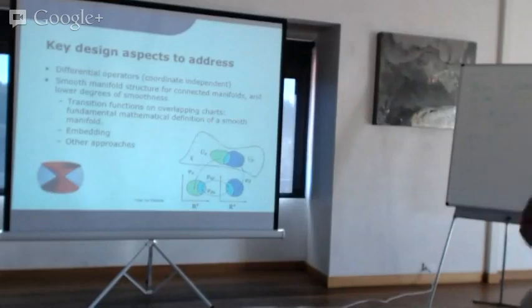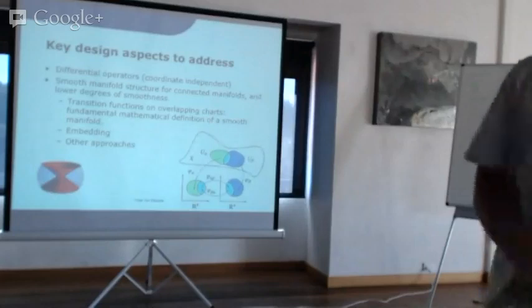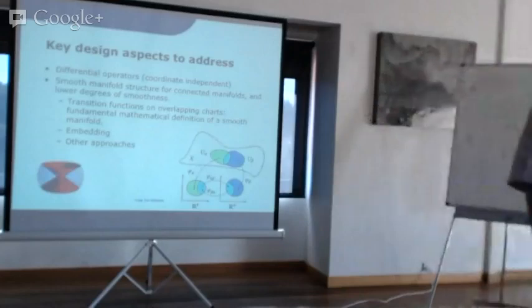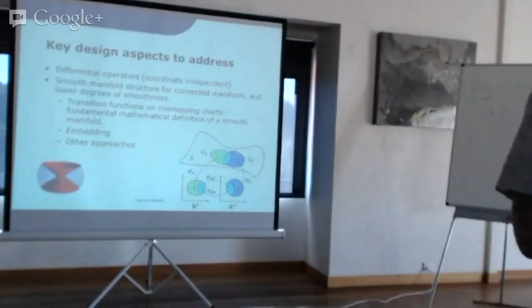So there are different approaches that have been taken to try and get there. The textbook approach is to use transition functions. So that's the textbook definition of a smooth manifold, but there are other equivalent approaches. And really what we're looking for, I think, is some way where we can capture whichever approach is most appropriate for a given model.